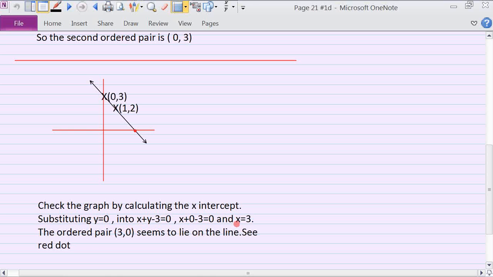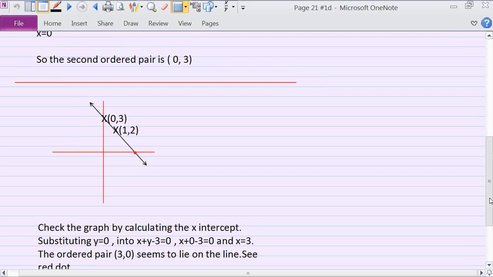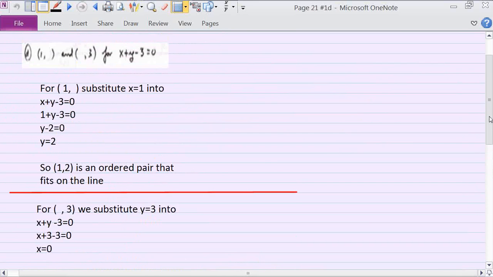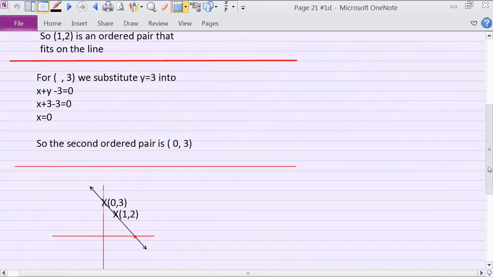Plug that in here. x is 3. So it probably has the coordinates (3, 0). The ordered pair seems to lie on the line. And that's right, it lies on this line, so approximate. Now these are all approximate. You could draw a graph on proper graph paper and substantiate what I've said. If you didn't, this is just a very rough approximation which we've estimated.